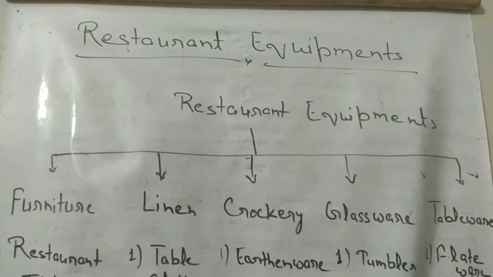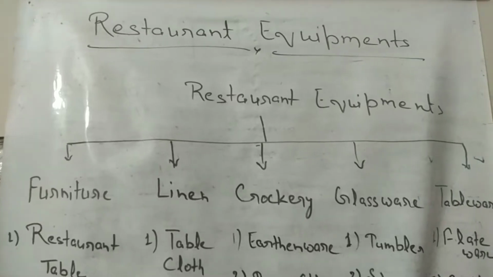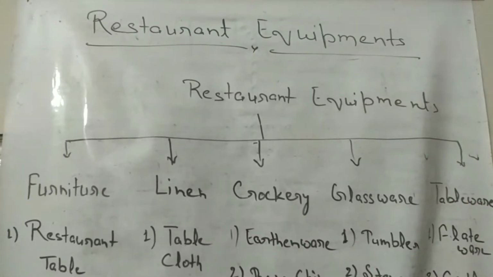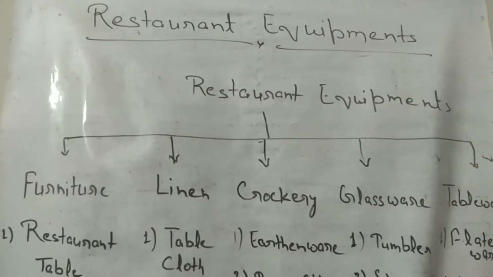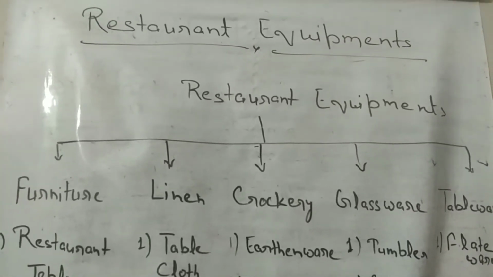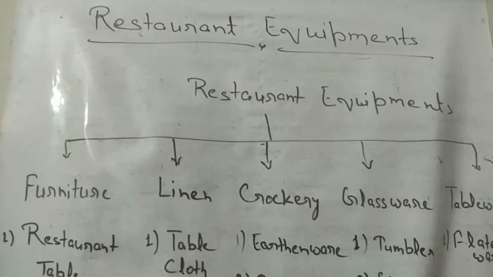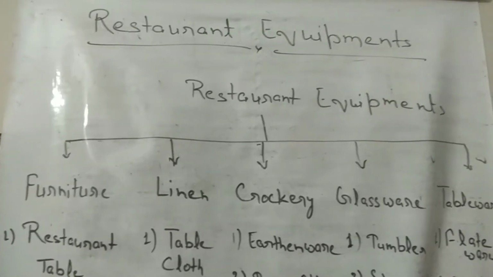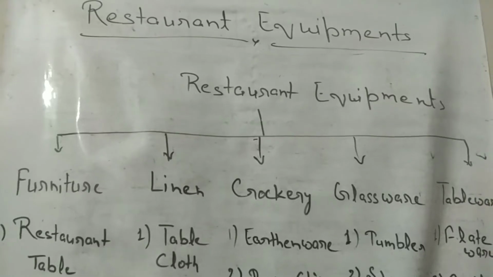So now about the F&B equipment, or you can say restaurant equipment. Food service equipment or restaurant equipment includes all pieces of equipment of furniture, cutlery, crockery, glassware and so on, used by the guest and the staff in the service area. Now it comes under the following category.